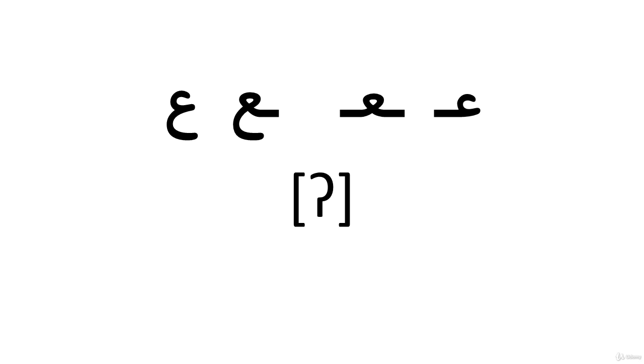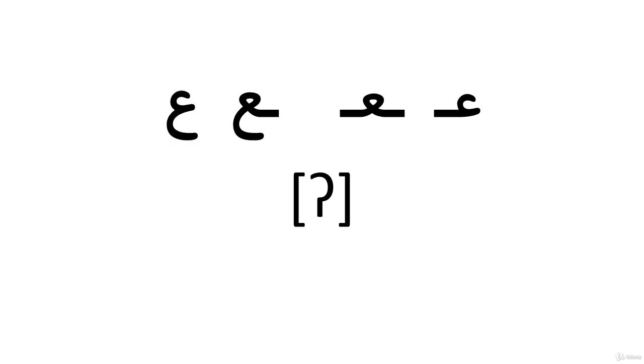For the non-ending shapes, we choose the right shape by checking the previous letter. If the previous letter is non-connectable, or if Ain is the first letter of the word, then the first shape is used. If the previous letter is connectable, then we use the second shape of A. The same goes with the ending shapes. If the previous letter is connectable, we use the third shape, and if the previous letter is not connectable, we take the fourth shape.